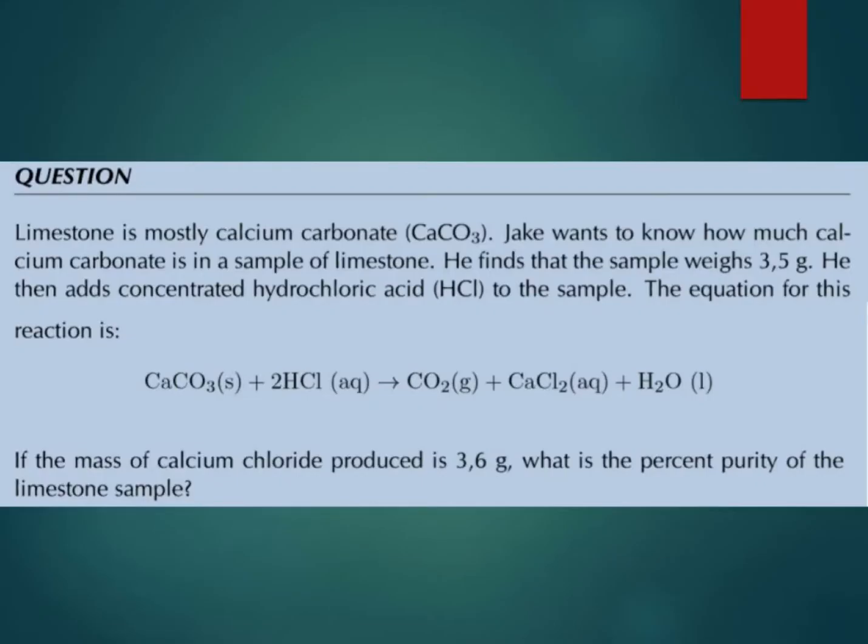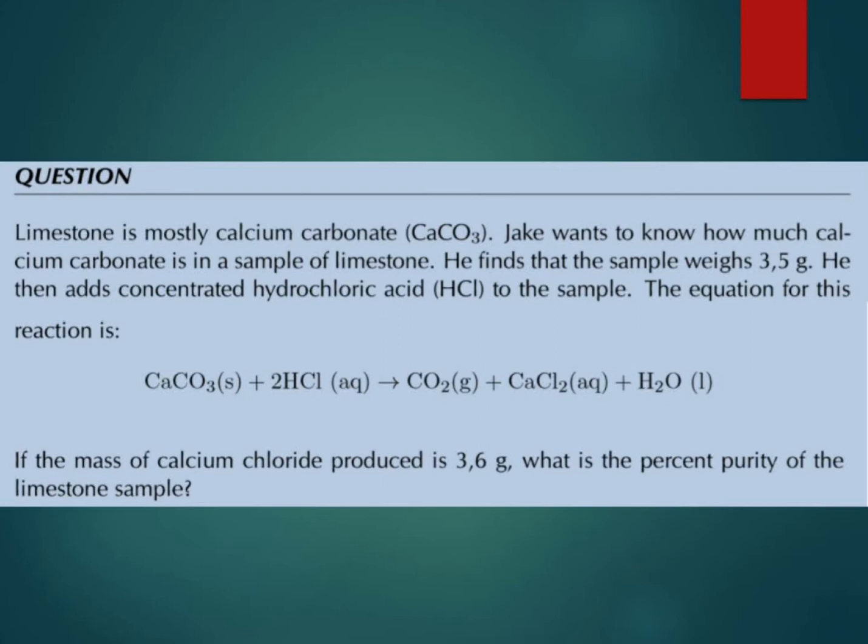All right, let's look at the next example. Limestone is mostly calcium carbonate. Jake wants to know how much calcium carbonate is in a sample of limestone. He finds that the sample weighs 3,5 grams. He then adds concentrated hydrochloric acid to the sample. The equation for this reaction is given. Make sure that it's balanced. And yes, it is. Now it says if the mass of calcium chloride produced is 3,6 grams, what is the percent purity of the limestone sample?